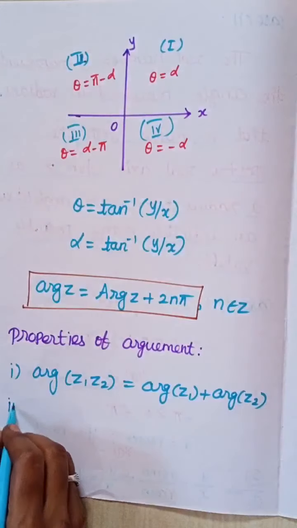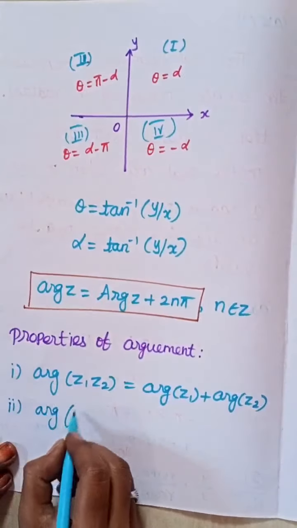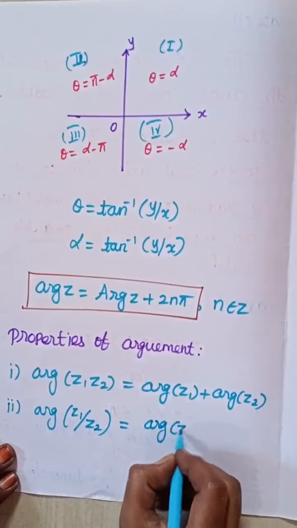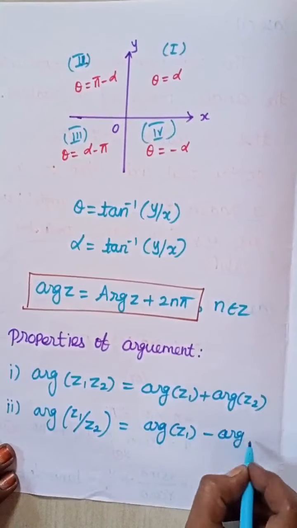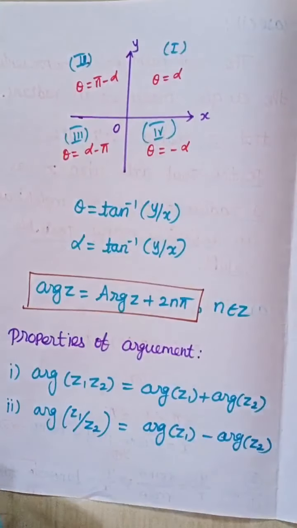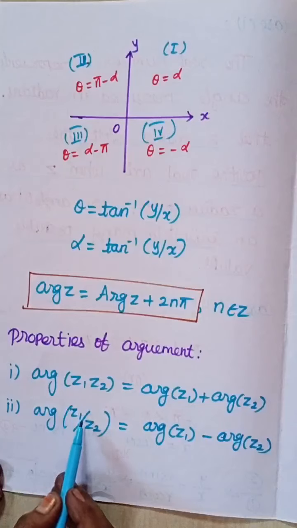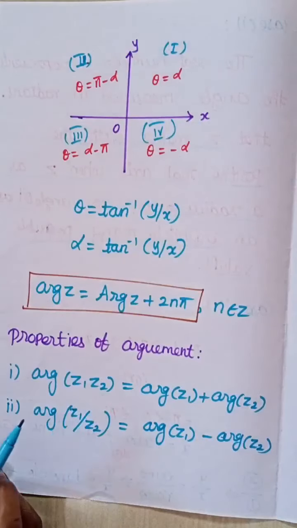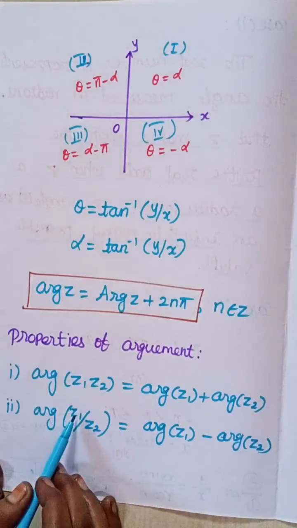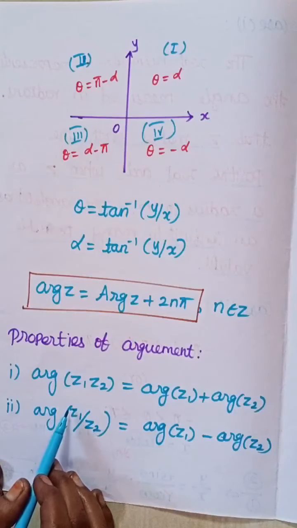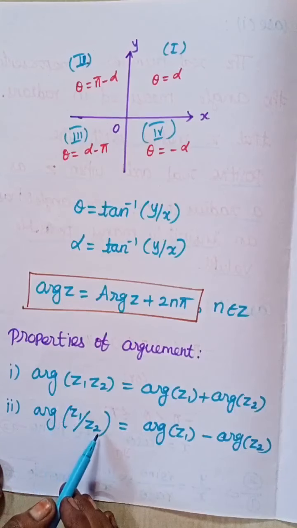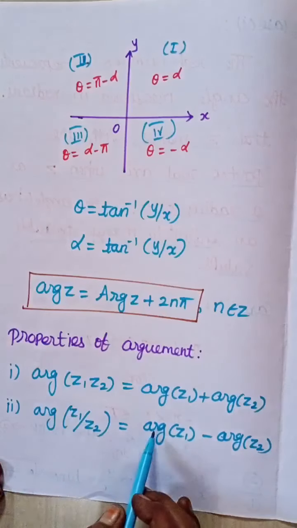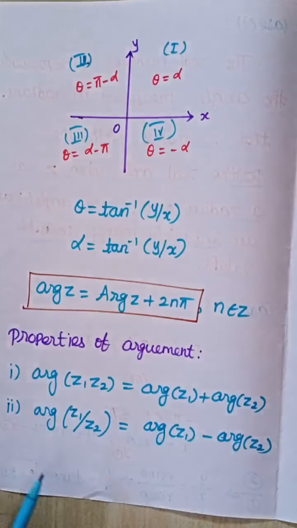And see the second property: argument of z1 by z2 is equal to argument of z1 minus argument of z2. There, z1 divided by z2 the whole bar we can write separately as z1 bar divided by z2 bar. Or whole modulus, modulus of z1 divided by z2, we can write as modulus z1 divided by modulus z2. But in argument of z1 by z2, it is minus: argument z1 minus argument z2.